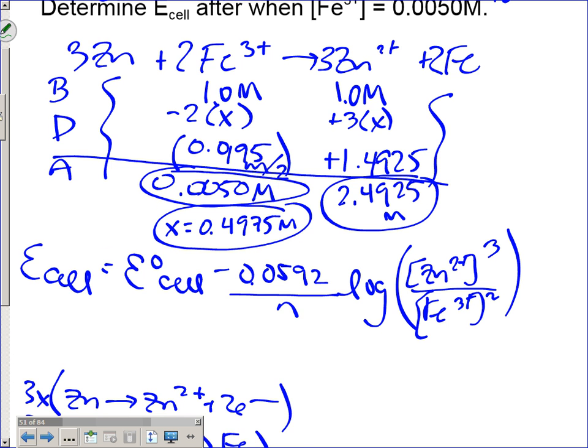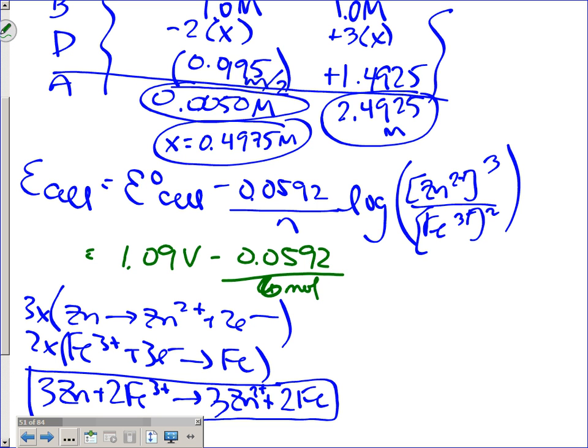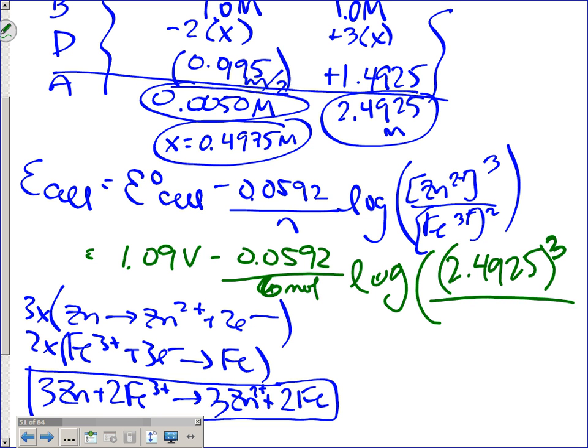So now you plug in: E cell is equal to E naught, which was what, 1.09? Is that right? And 0.0592 over 6 moles of electrons, because the net was 3 times 2, times log of 2.4925 to the third divided by 0.005 to the second. A lot of stuff to plug in your calculator, really easy to make a mistake. Okay, do it in chunks. Anybody got an answer for me?